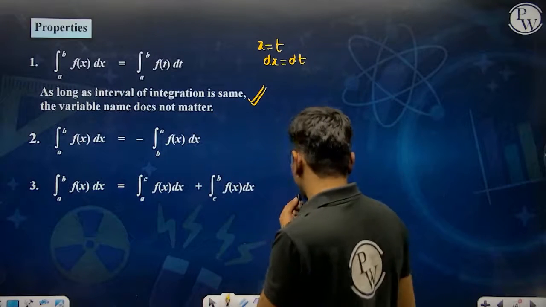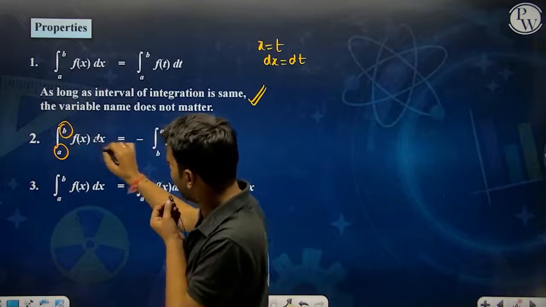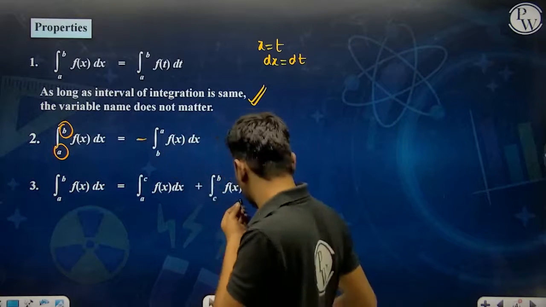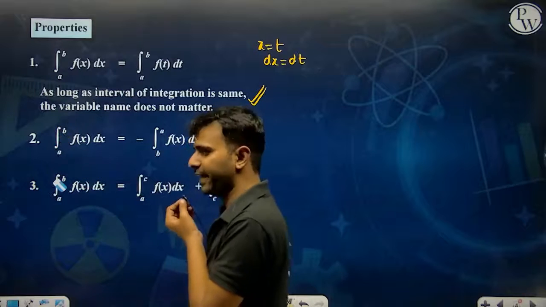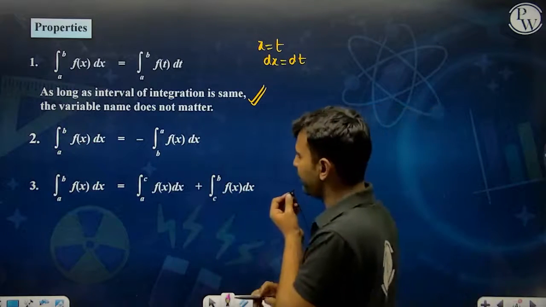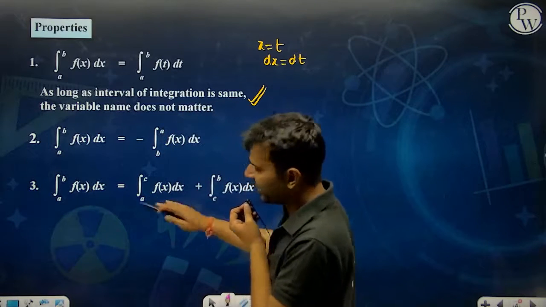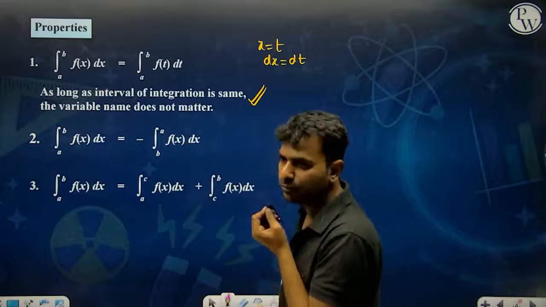Number 2 property is, if you interchange the lower limit and upper limit, then a minus sign is going to come over here. Yes, a second very important property. The third property is, if you are integrating from a to b, then you can integrate from a to c first and then c to b.